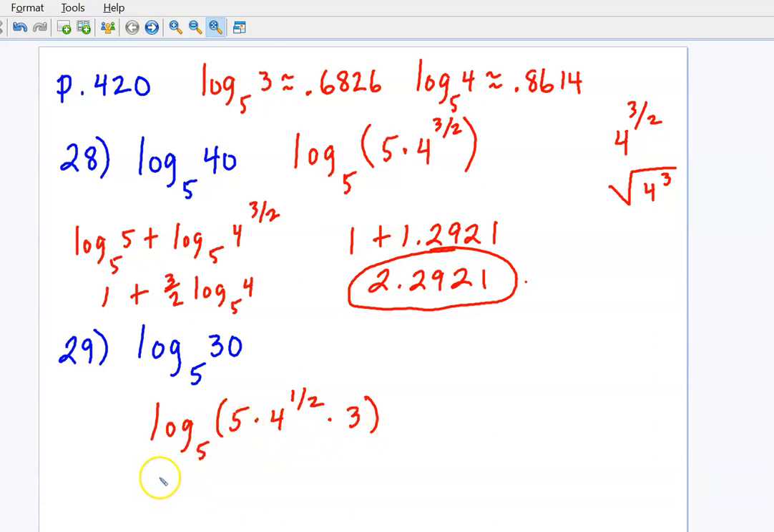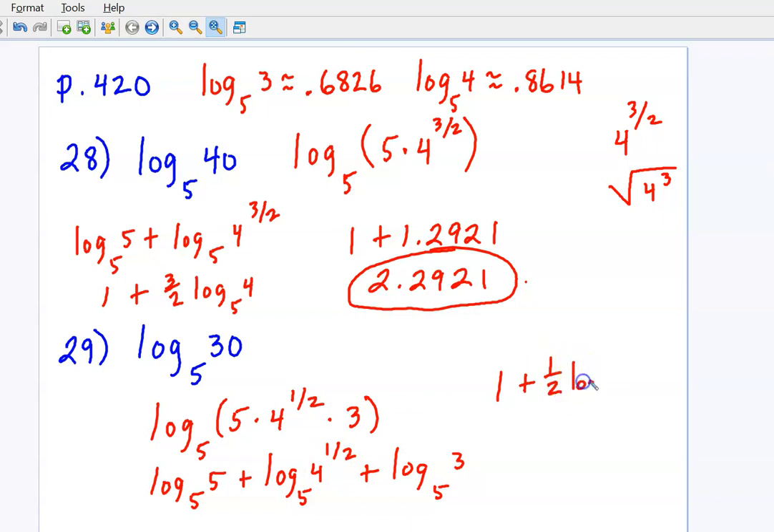So now let's use our product property again. Log base 5 of 5 plus log base 5 of 4 to the 1/2 plus log base 5 of 3. Of course, log base 5 of 5 is 1. This is log base 5 of 2. Well, to use the power property, let's write it as 1/2 log base 5 of 4. And I'll just bring this other one down as well.